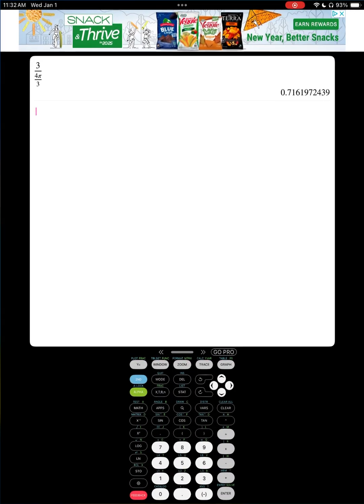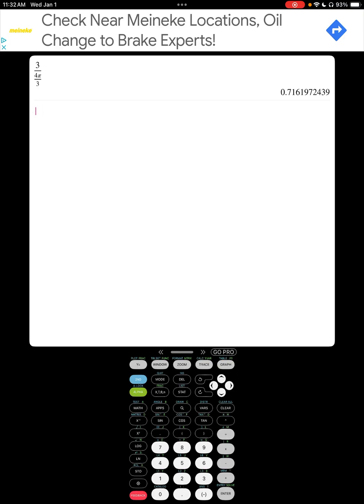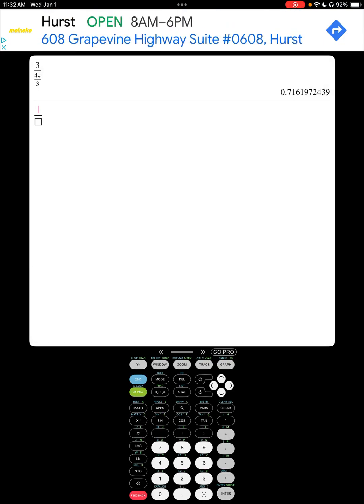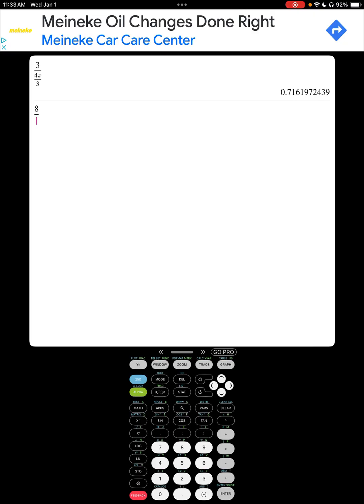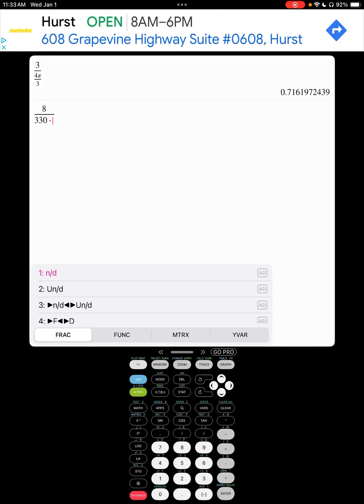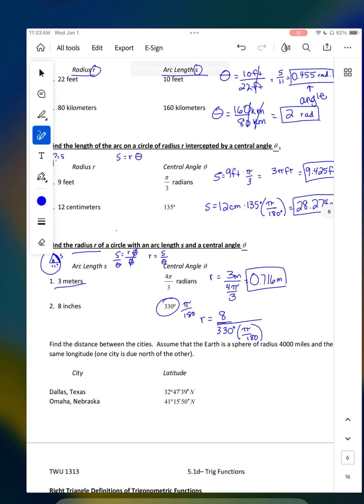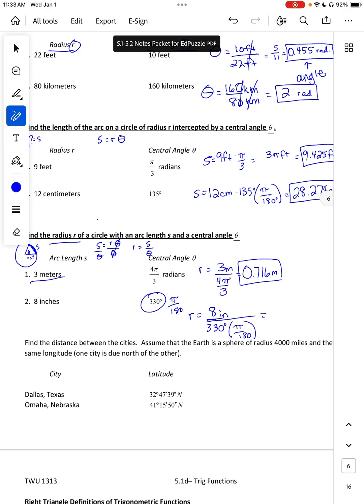So let's go to our calculator and do 8 divided, oh no, I want to do the fraction. 8 over, I want to do the 330 times pi over 180. 1.389. And it'll be in inches because I should have put inches here. So 1.389 inches.